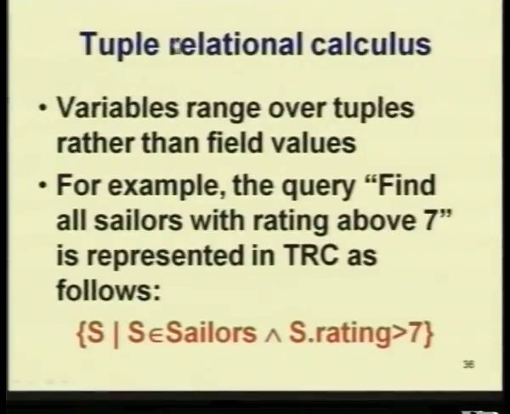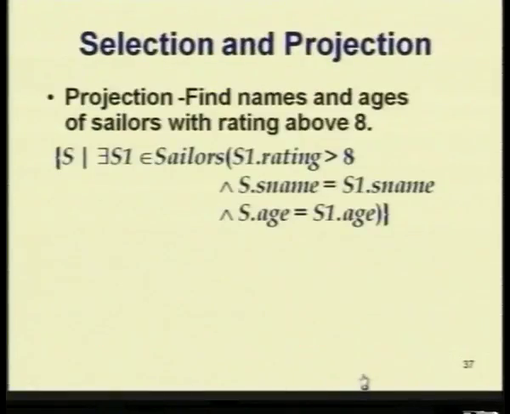So, in the tuple relational calculus, the variables range over tuples rather than field values. For example, the query find all sailors with rating above 7, which we have already seen, is represented like this. Now, what is projection? Find names and ages of sailors with rating above 8. Suppose I want to do this, then I want to find the tuples S, there exists an S1. Please note, remember we said that the only variable that can be free.